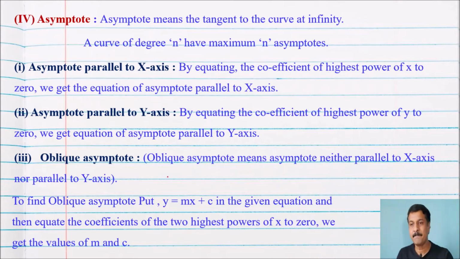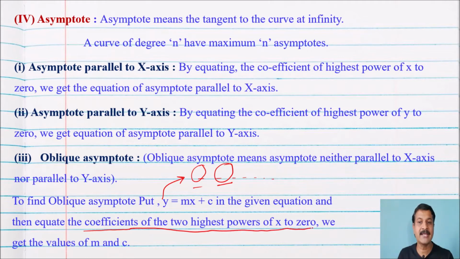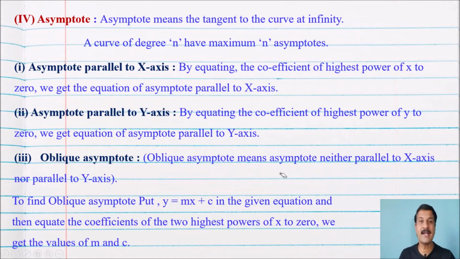It means that when we put y equal to mx plus c in the given equation, we will get an equation in x. In that equation you find the two highest powers of x, and then equate the coefficients of these two highest powers of x to 0. By these two equations I will get the values of m as well as the constant c. So put y equal to mx plus c, and this new equation, the equation of a line, is nothing but your oblique asymptote. This is a very important point there, asymptote.